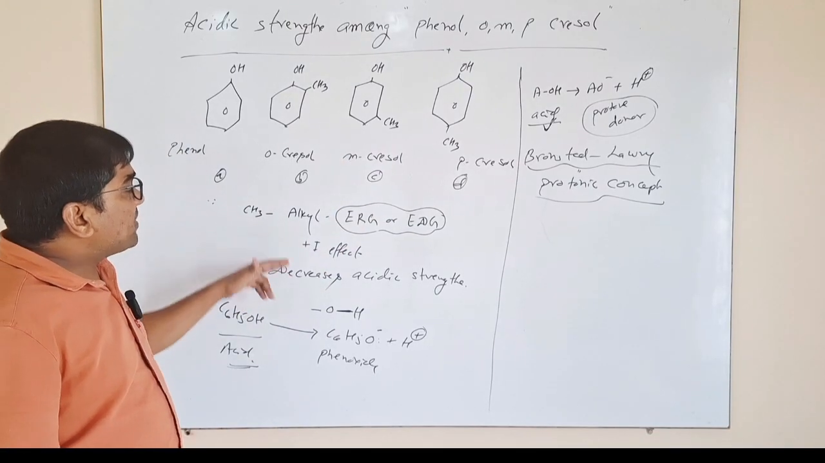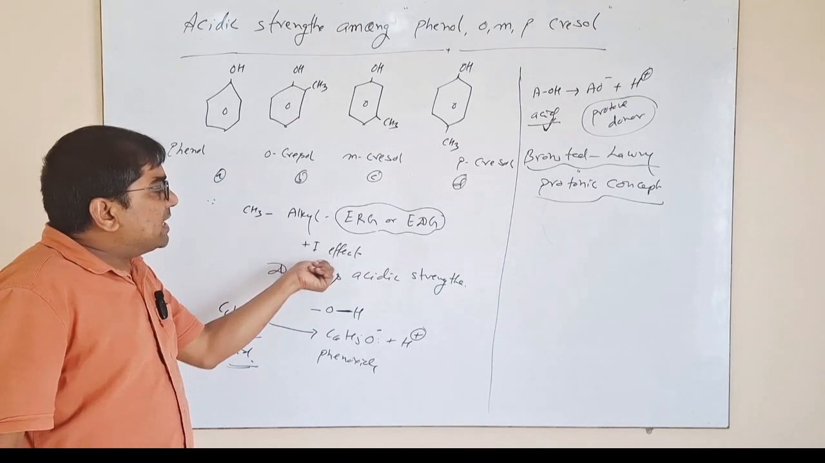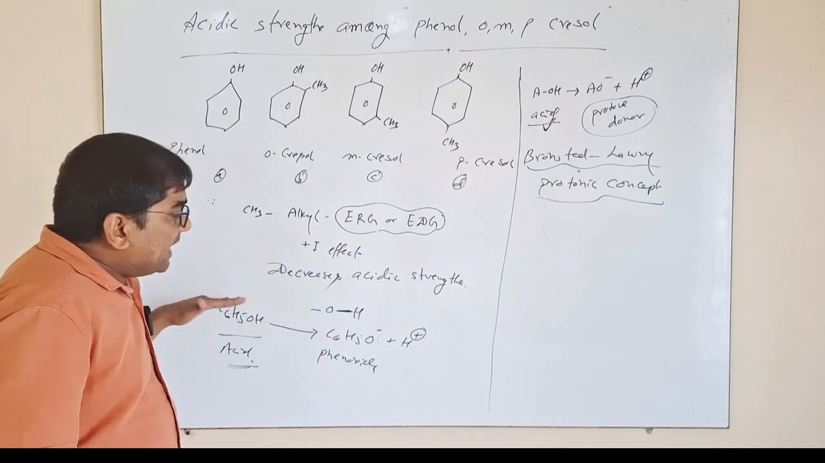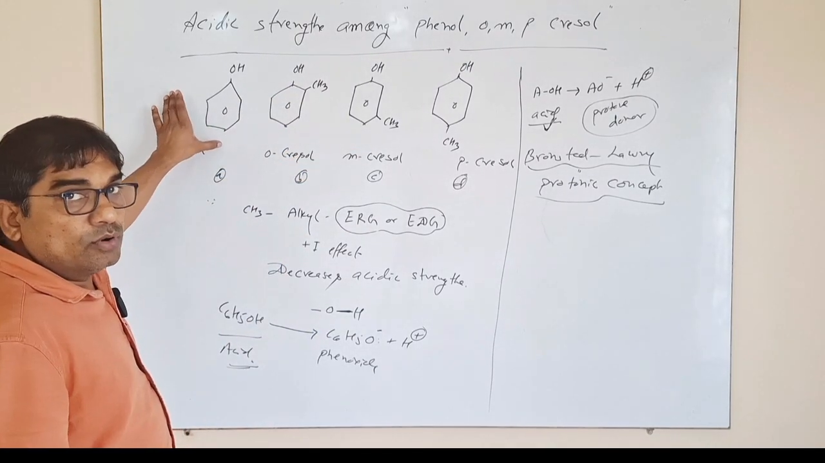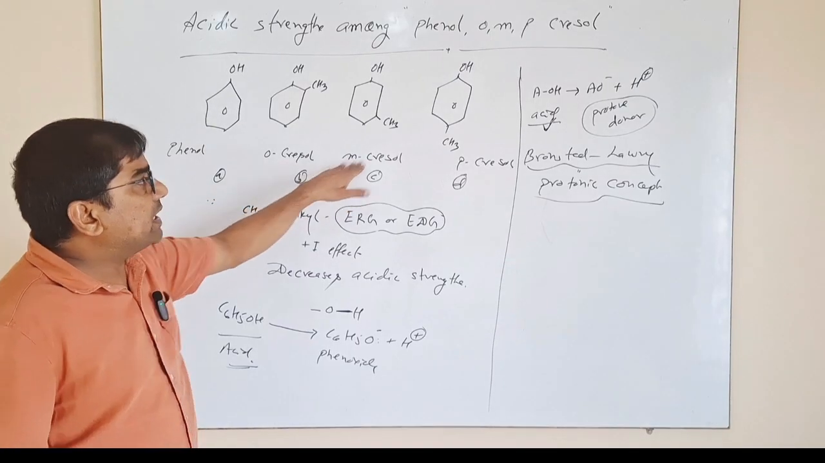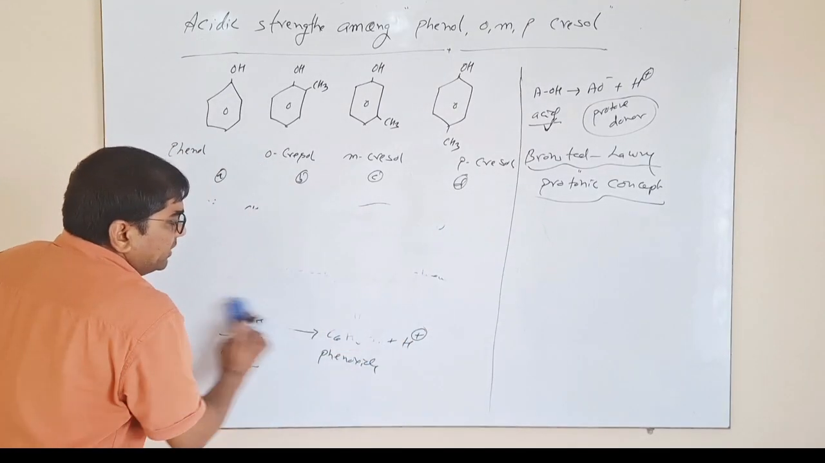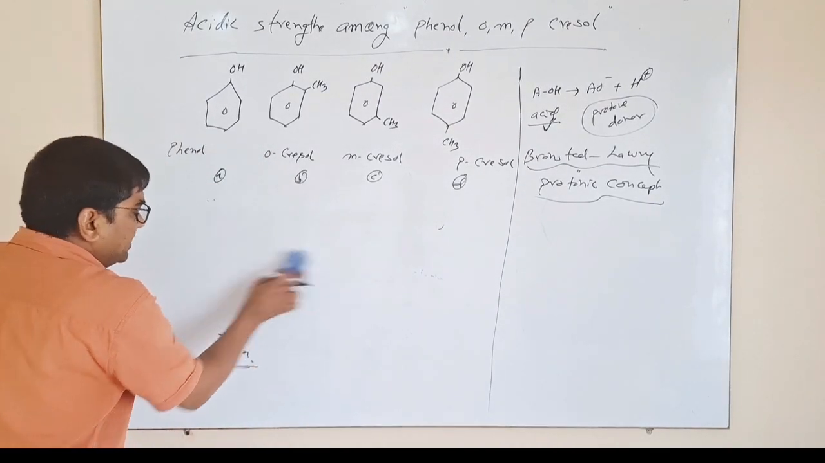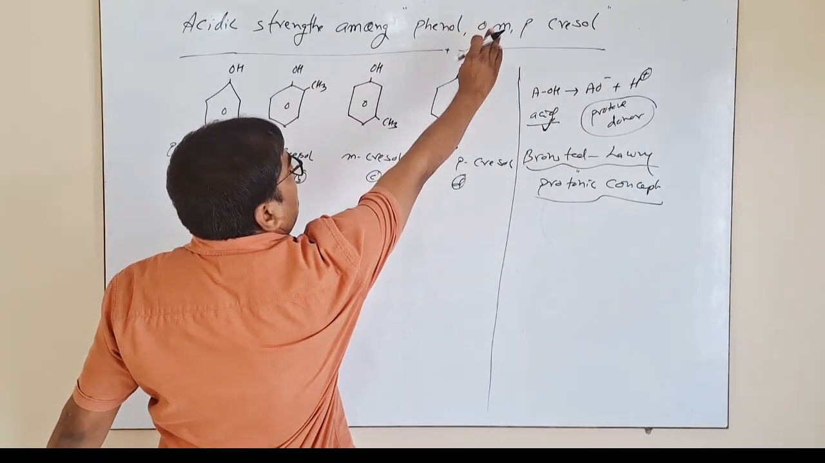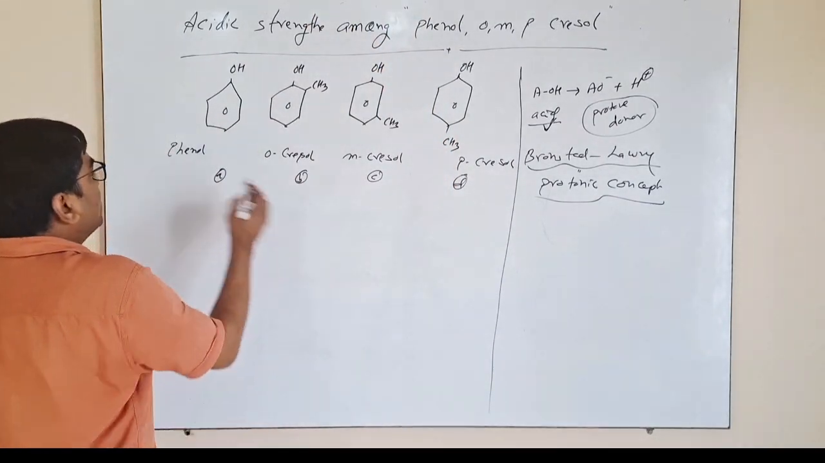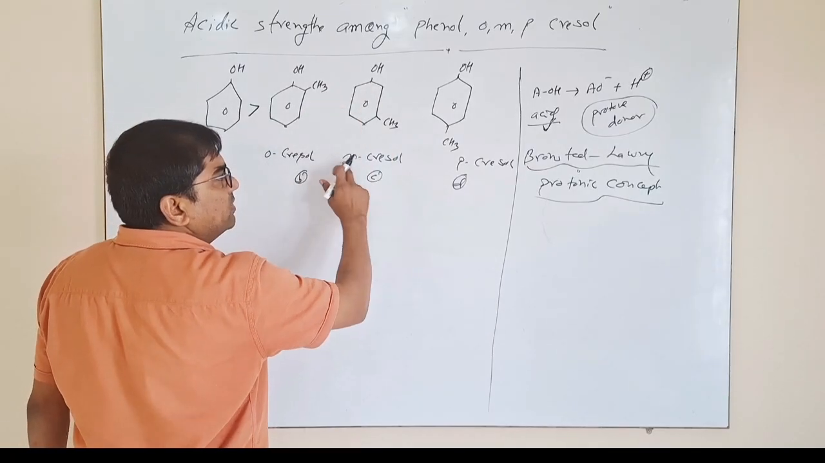So the first thing clear from this explanation is that phenol is more acidic than ortho, meta and paracresol. It is due to the presence of the methyl group in cresol, which influences plus I effect that decreases acidic strength of the ring. That was the explanation for the first half of the question: phenol is more acidic than the rest of the cresols.